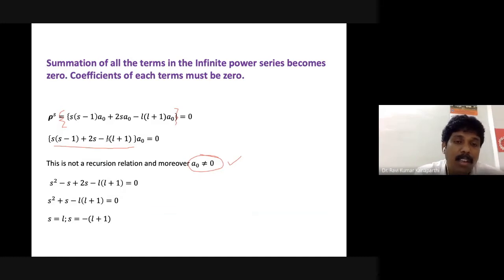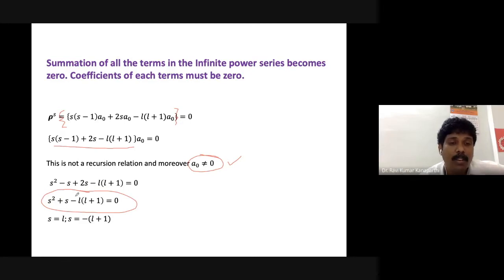And therefore, the other term, that is s into s plus 1 plus 2s minus L into L plus 1, has to be 0. Now you can simplify that, and then you will get a quadratic equation like s square plus s minus L into L plus 1. So after getting this quadratic equation, now we have to find the solutions.